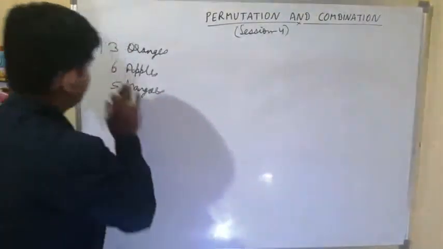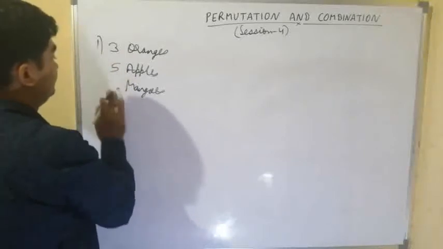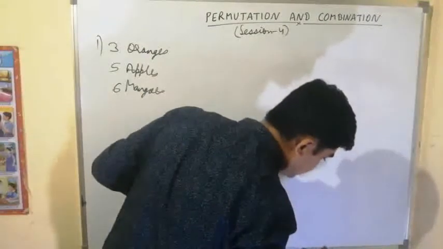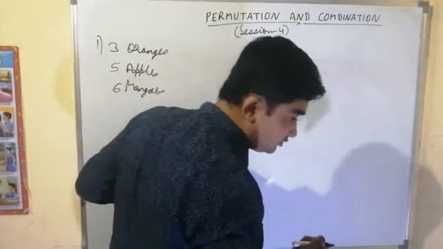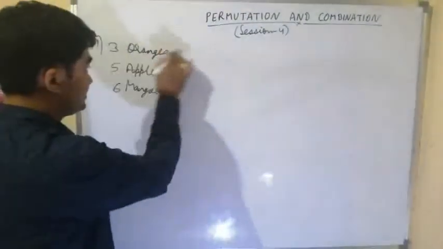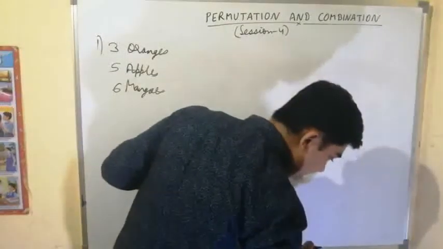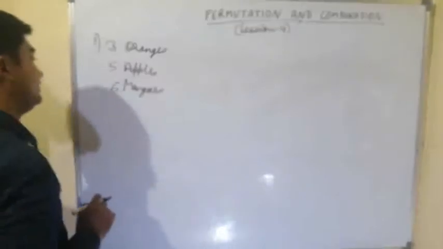Sorry, there are 5 apples and 6 mangoes. In a fruit basket, all fruits of the same kind are identical. All oranges are identical, all apples are identical, all mangoes are identical. Then the number of ways in which a fruit can be selected from the basket is dash.